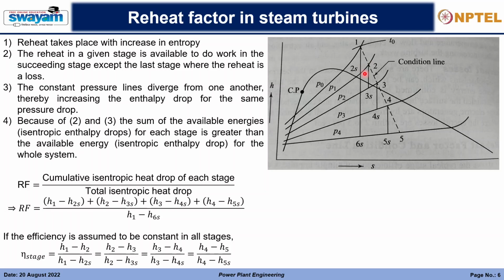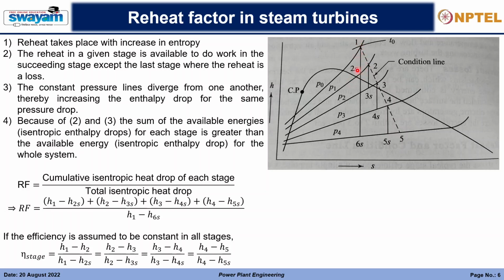Where is the pressure rising? This is a constant pressure process, no? P1, then P naught. So according to the constant pressure process, it is getting a little bit of enthalpy. So the enthalpy at this point and this point, the 2s enthalpy is lesser than 2, right?